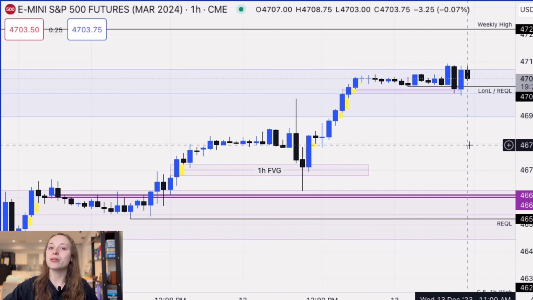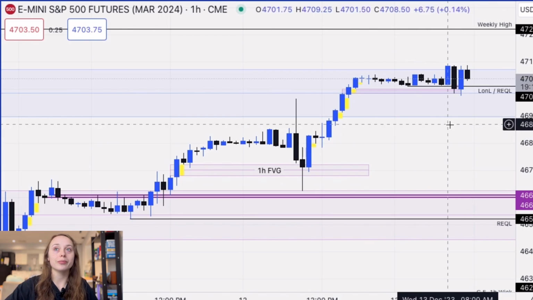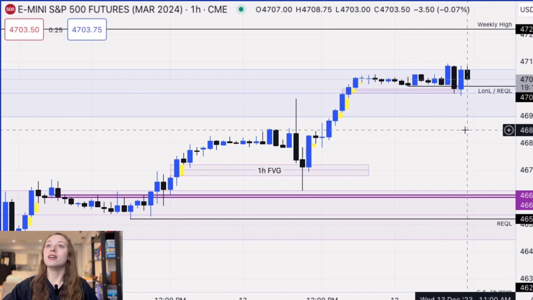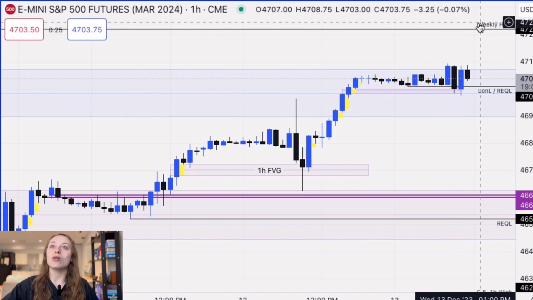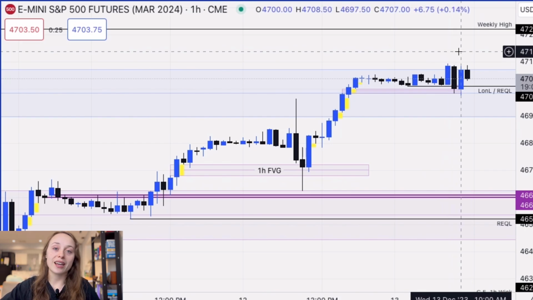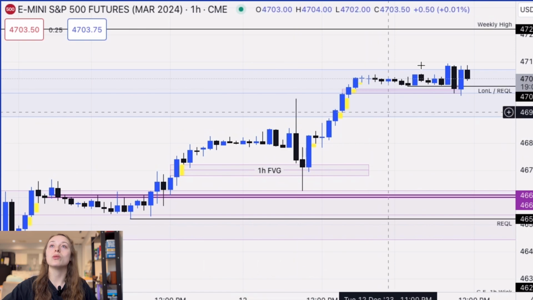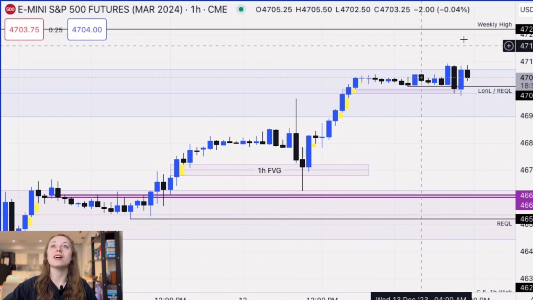I don't know if we're going to do it this morning or in the afternoon because of FOMC, or if we're simply going to sell. This is my ultimate weekly objective, but it doesn't have to happen today. It could happen tomorrow, it could happen Friday. So I'm just looking for that continuation higher into these weekly highs.